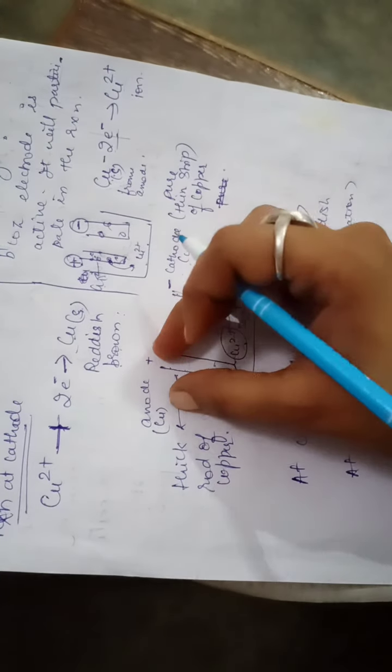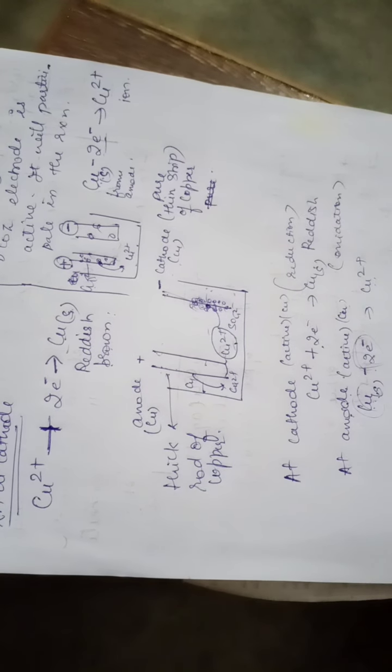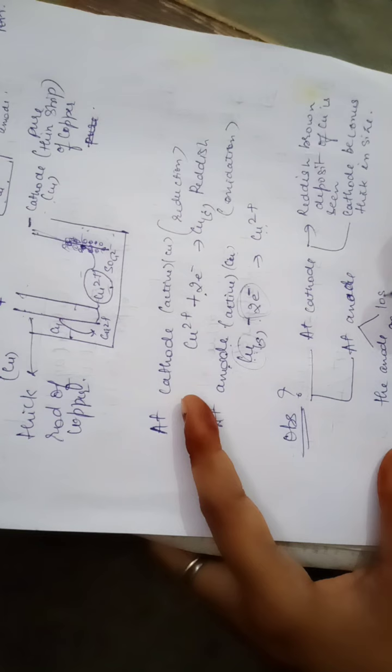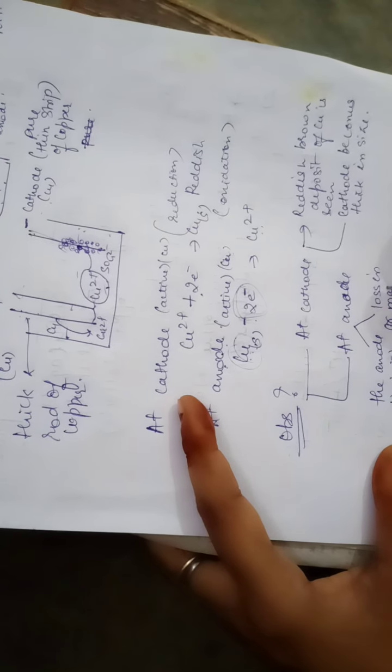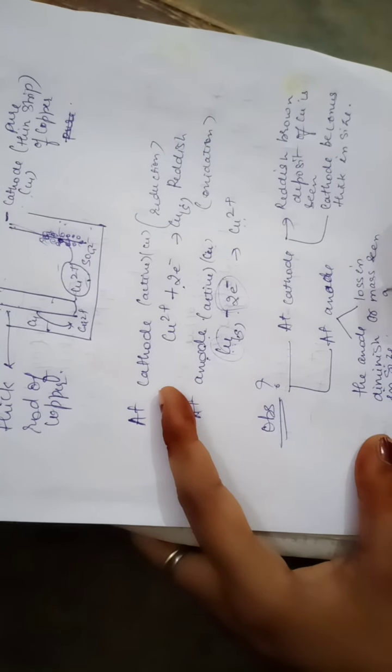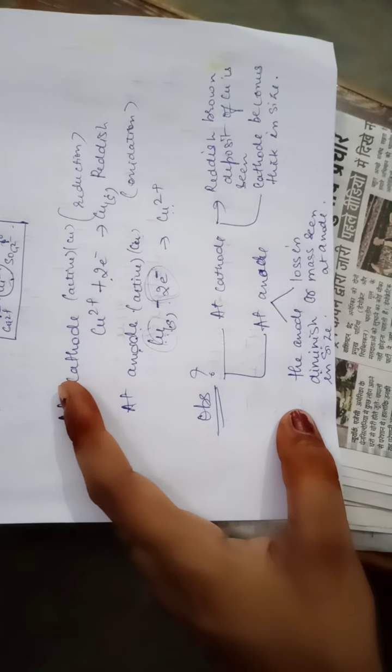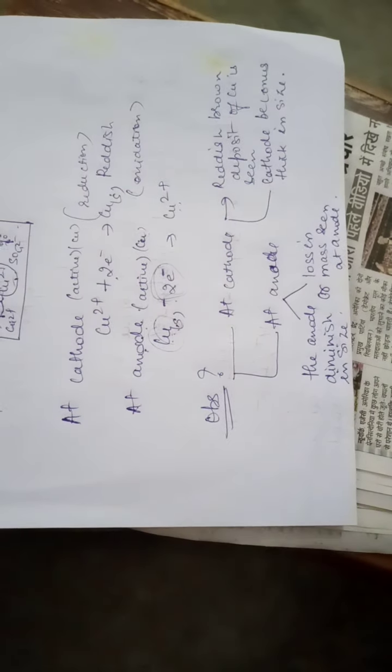That means the thick rod of the anode will gradually become thinner. It will diminish in size. Or you can say there is loss in mass seen at the anode. Are you getting it, children?